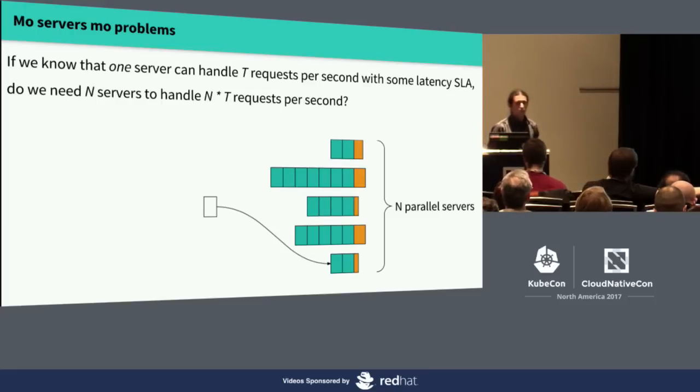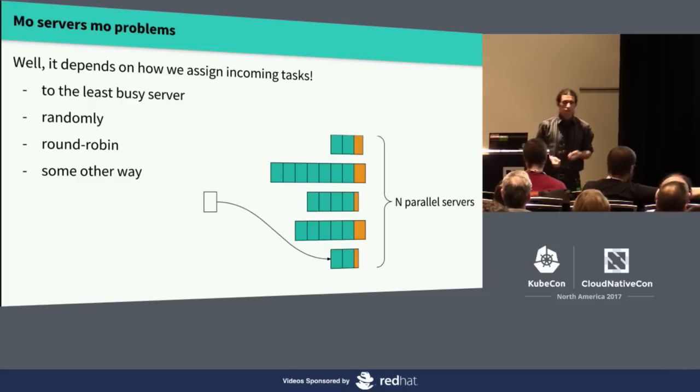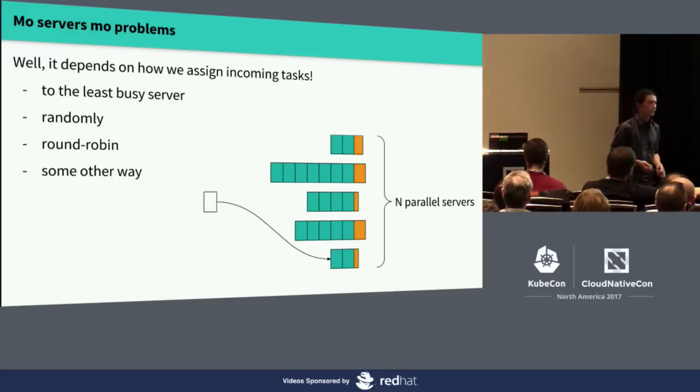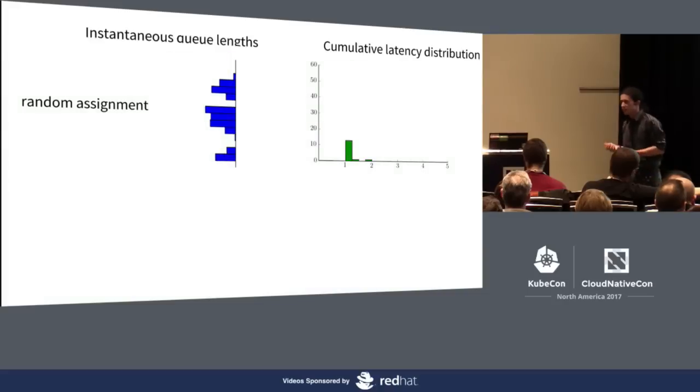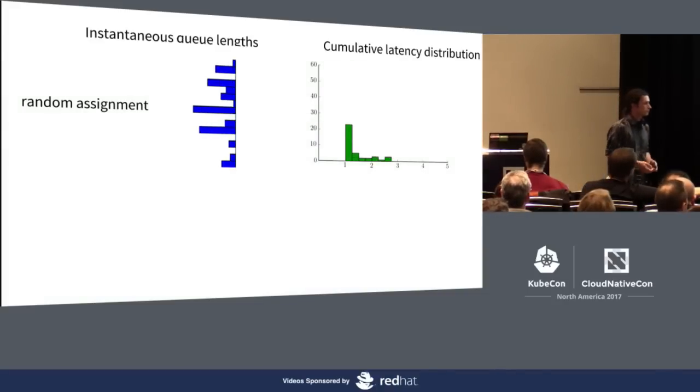So if we know now that one server can handle T requests per second, subject to one of our latency SLAs, do we need N servers to handle N times T requests per second? Well, it depends on how we assign tasks to servers, right? There are lots of different ways we could do that. We could always assign tasks to the least busy server. We could assign tasks randomly, in round robin fashion, or some other way. We could always assign tasks to the most busy server, but that's probably a bad idea. Intuitively, it depends. So let's do a little simulation.